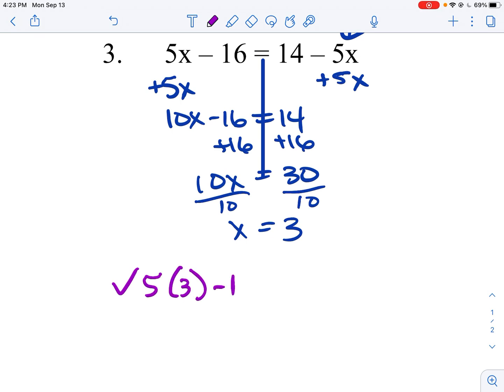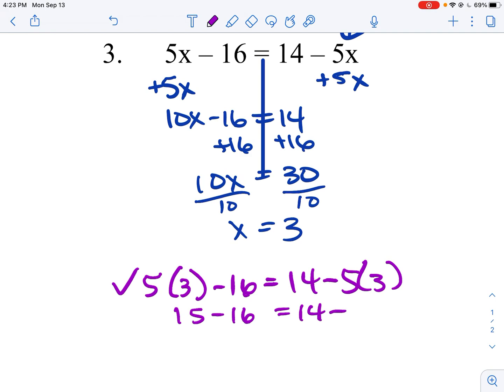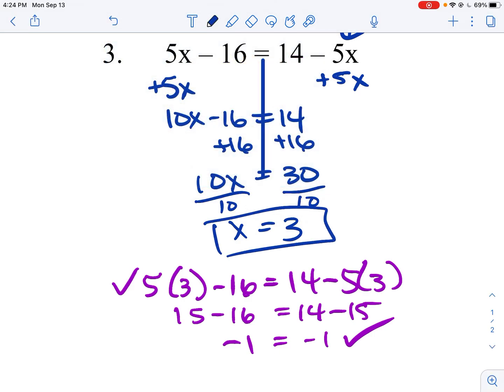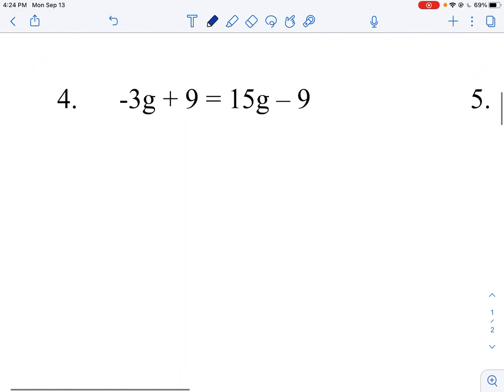Then I plug it in to make sure I did the correct work. So 15 minus 16 equals 14 minus 15. Negative 1 equals negative 1. Yes, that sure works. So that means I have the correct answer.